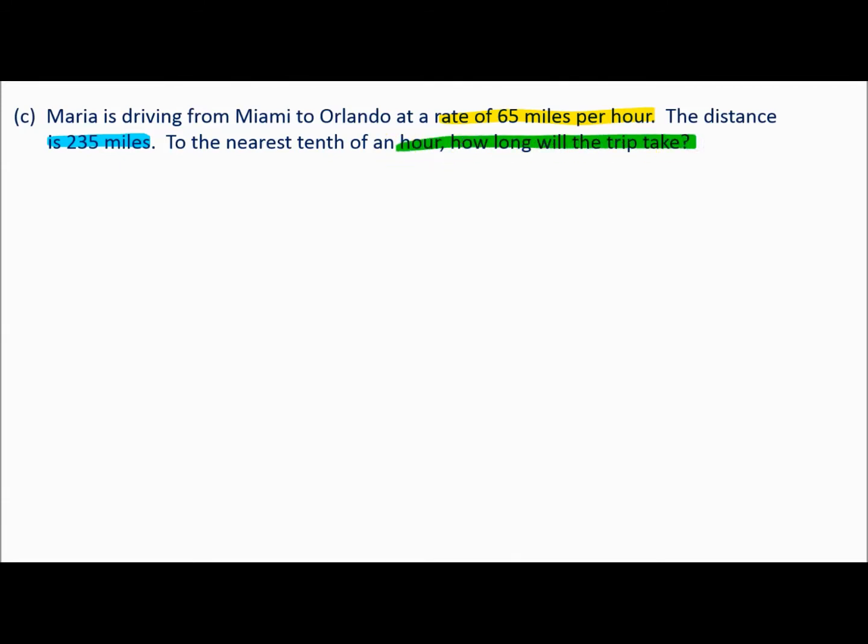Okay. Now let's label everything that we know. A rate of 65 miles per hour, we know that's R. A distance of 235 miles, that's D. And how long will the trip take? We're looking for time. So start with the formula you know. Distance equals rate times time. But this time, we're looking for time. We're trying to solve for time.